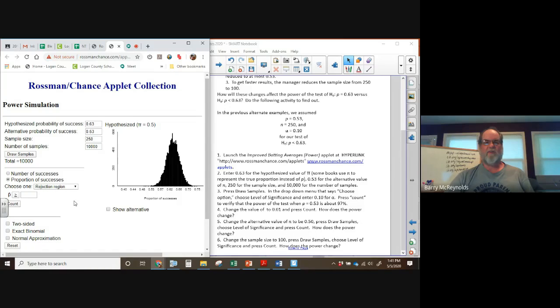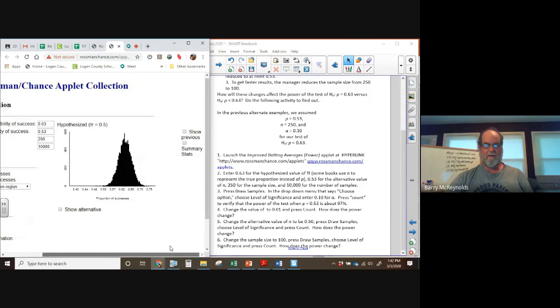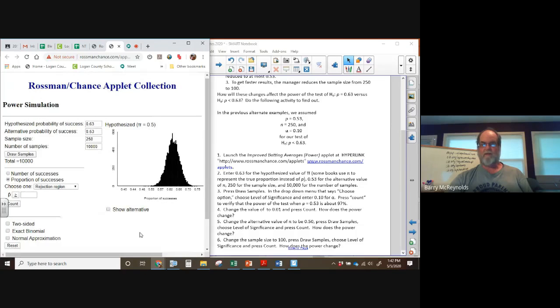Really fast, we just did 10,000 samples of this test where the true proportion is 0.63. And sure enough, we look at the middle, the tall peak here is right at 0.63. The alternate was at 0.53. And so this is really all we need to see here.